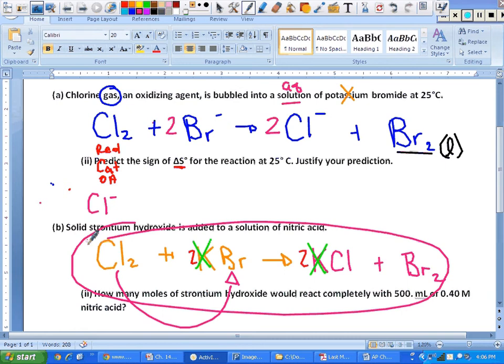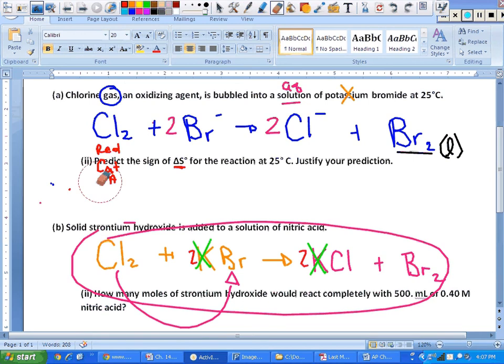Okay. So now, let's look at double I. Guys, please. Let's look at double I. So predict the sign of delta S for the reaction. Then it says, keyword, justify. What does justify mean? Explain.